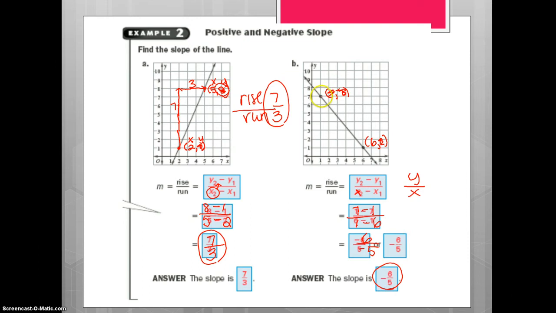You can see that if I'm going from this point to this point, I go down 1, 2, 3, 4, 5, 6. I want to stop when I get to the line with the other dot. That's down 6. Because it's going down, it's negative 6. And then right 1, 2, 3, 4, 5. So I have negative 6/5.